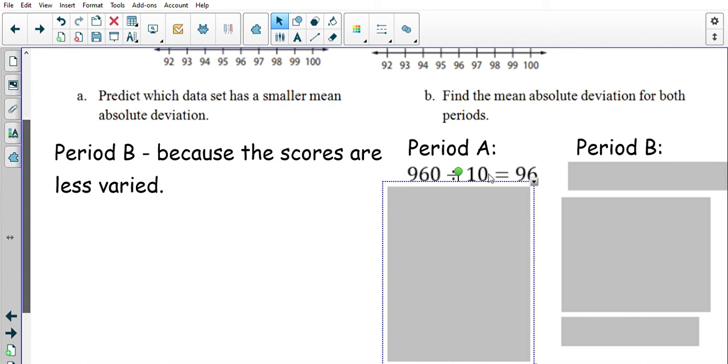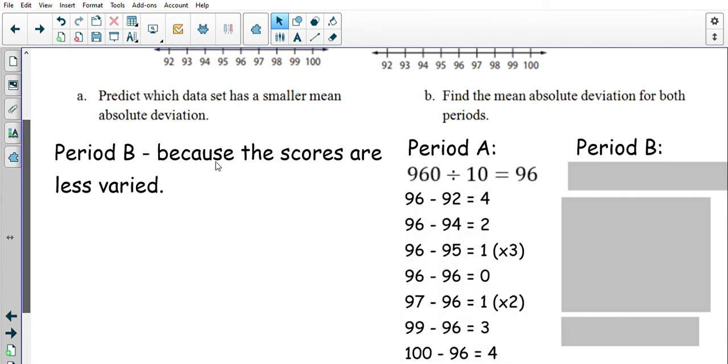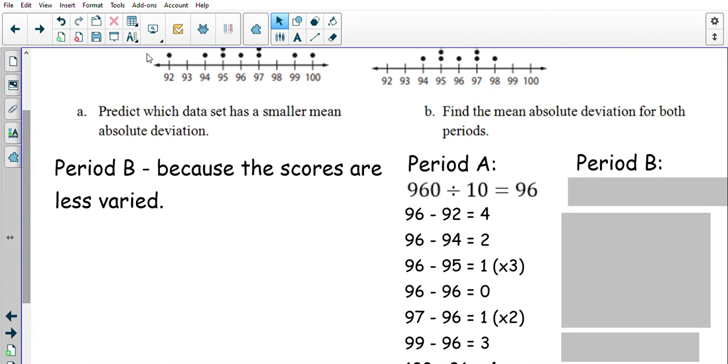Now let's find the difference between each score and the mean, which was 96. So you're going to notice I did some doubling here. My first score I had was 92, so I took 96 minus 92, again, using that mean every single time, to get a difference of 4. My next value is 94, so take 96 minus 94 to get a difference of 2. Then I had 3 scores of 95, so I did 96 minus 95 to get 1, and I put a times 3 here. Instead of writing it out 3 times, I'll just remember that I need to add 1 3 times.